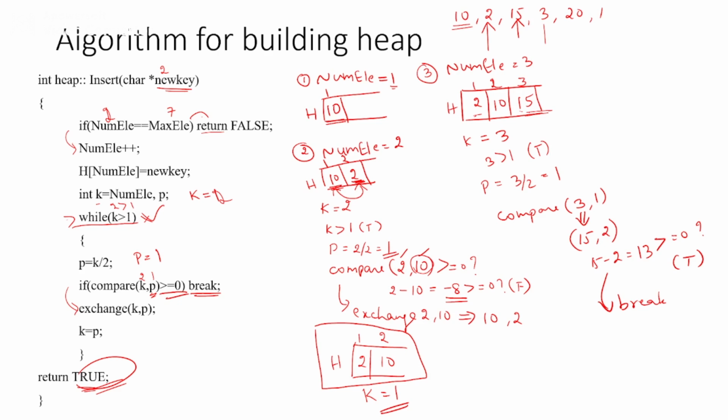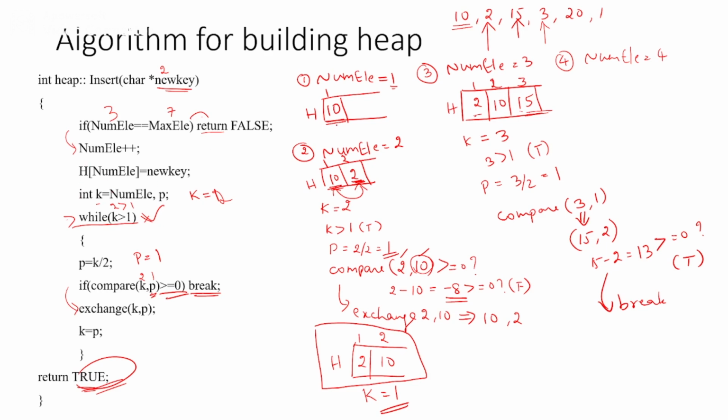Now let us say I will send 3. The next key is 3. Now what will happen? Num element is given as 3, right? So is 3 equal to max file? No. So increment num element by 1. So I will have num element as 4 now.